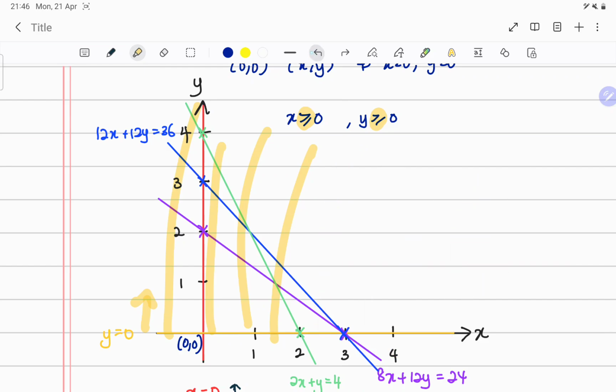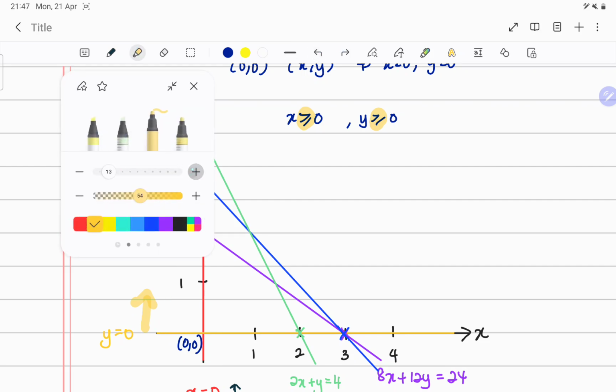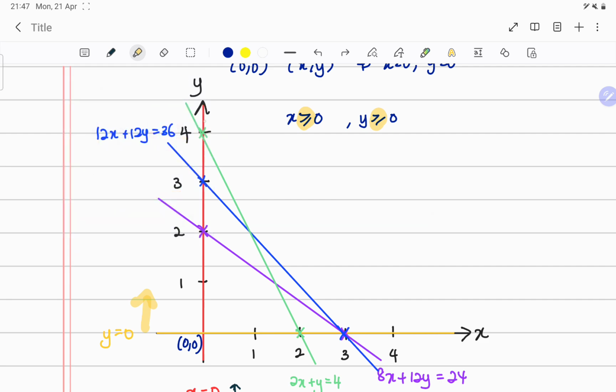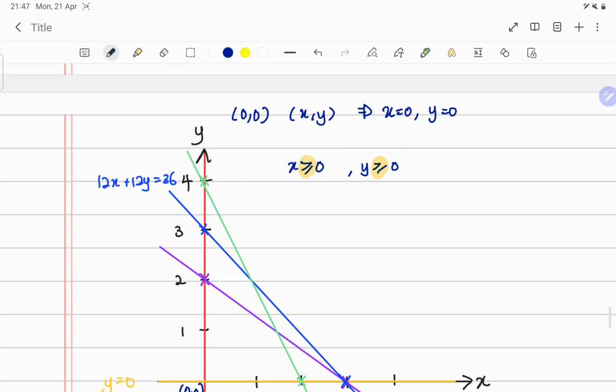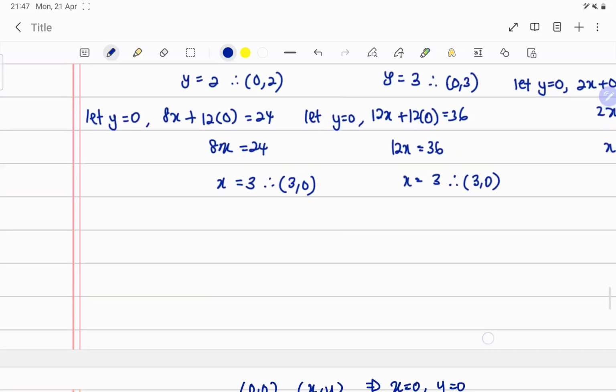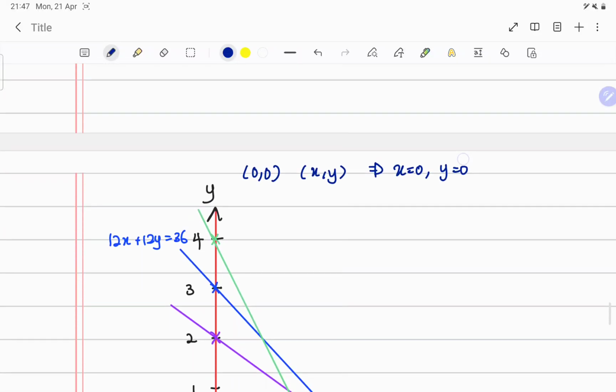So no need long to do the shaded region, as long as you know that it is upward. Okay, so now we proceed to the next equation, which is 8x plus 12y greater equal to 24. So this is your left hand side, this is your right hand side.